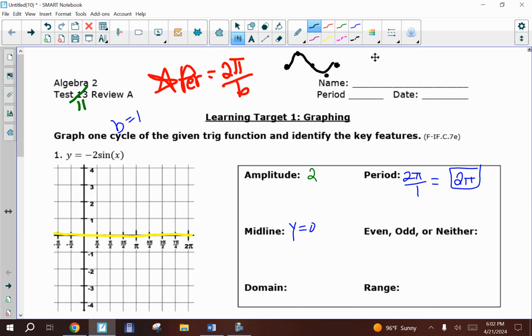A cosine graph starts high and ends high, with the low point right in the center, and then in between the first 2 and the last 2, that's directly on the midline. So our cosine shape looks like this.